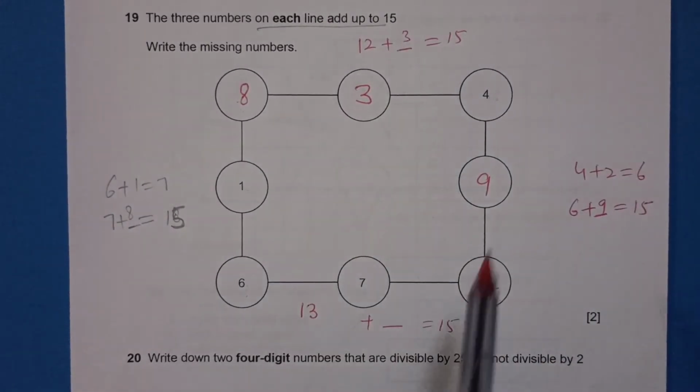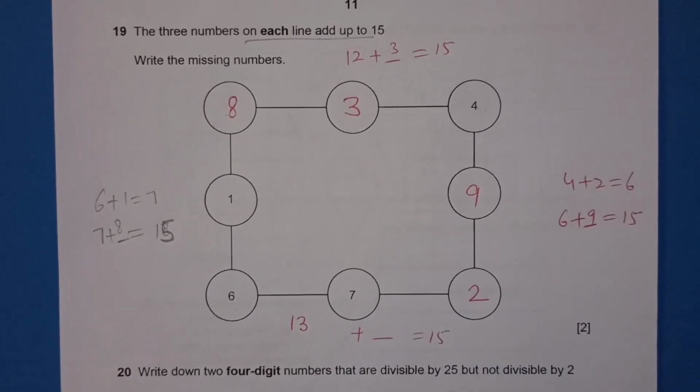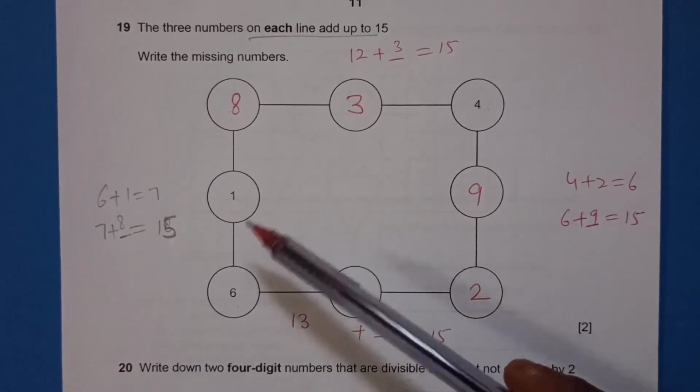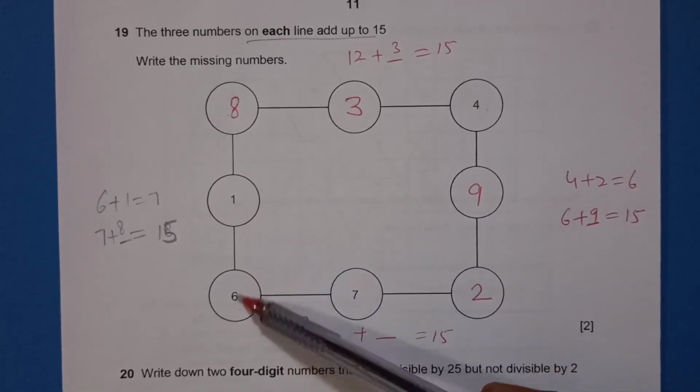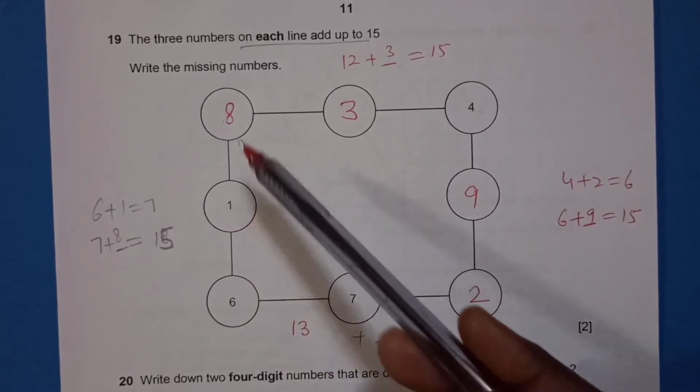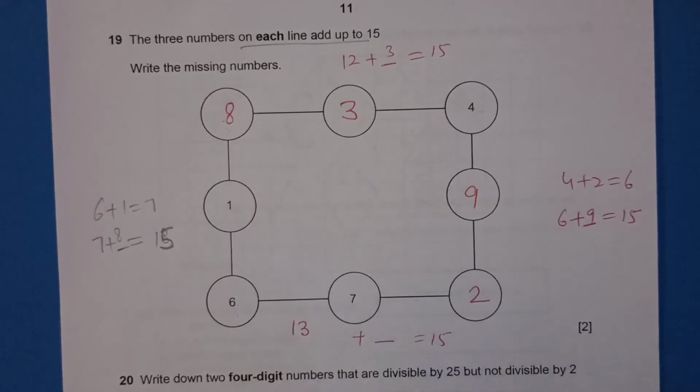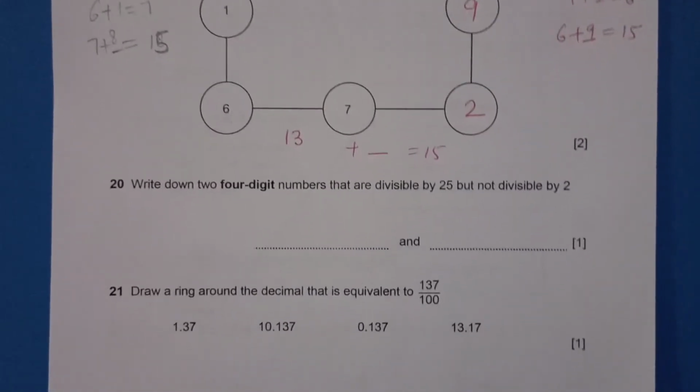So this is how you can fill these gaps step by step, but go slowly. With every step, start with the numbers where there is only one missing. So then you can find out the other ones. Now question number 20.